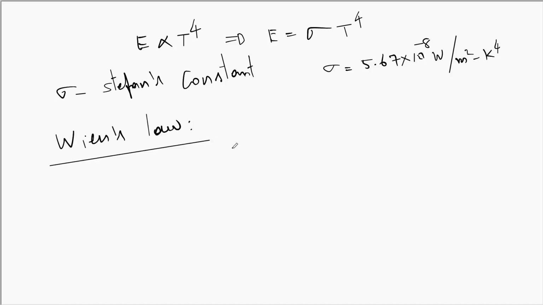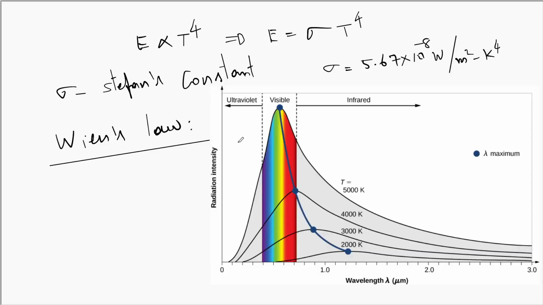Wien's law connects the temperature of the blackbody with lambda maximum, the wavelength for which the intensity of radiation is maximum. To understand Wien's law, let us look at the blackbody radiation spectrum. In this, we have different curves. Each curve represents the blackbody spectrum recorded at a particular temperature.